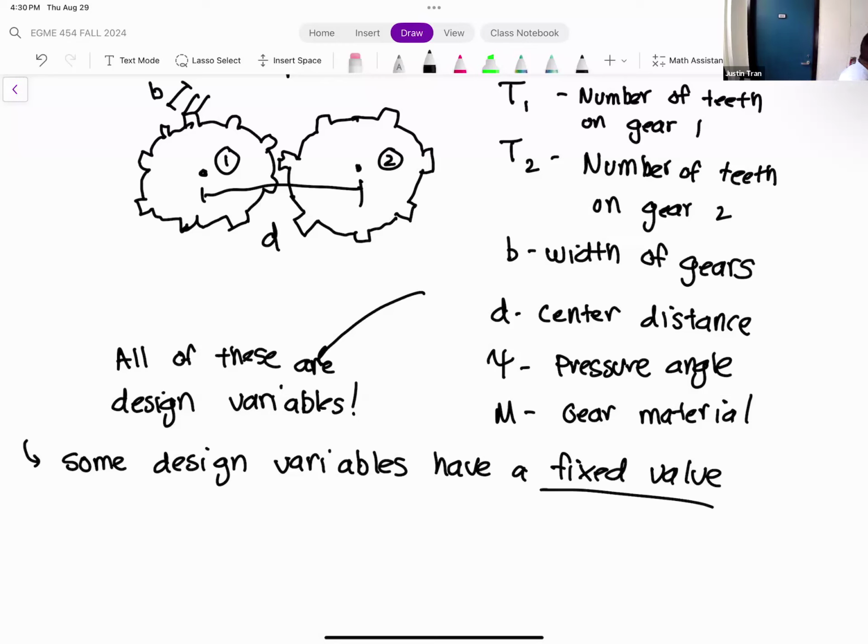So usually right off the gate, there are some design variables that already have a fixed value, right? And this could be for a variety of reasons. Maybe you're stuck to certain values of the number of gears or number of teeth on the gears, right? Or maybe you're stuck with a certain width just because that's all the manufacturer has in your stock. Maybe you're fixed to a certain material, you can't really change that. So oftentimes, some design variables will already have a fixed value, and you don't have to optimize over everything, because it's usually not practical to optimize.